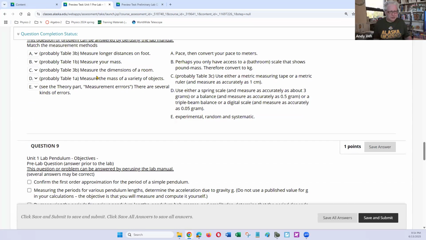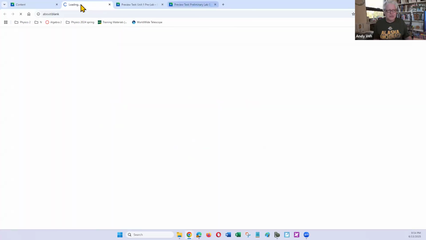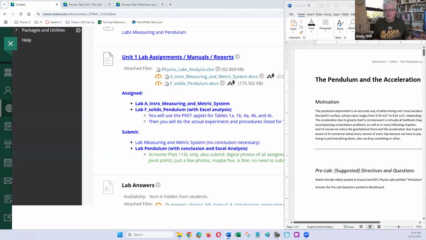I'm going to take a little break, and I'm just going to show you the pendulum lab, for example. It went somewhere. You can download it. It'll take a little moment here. There we go.